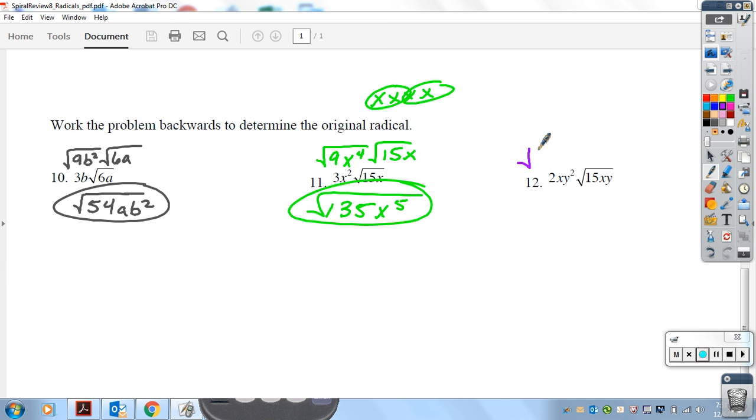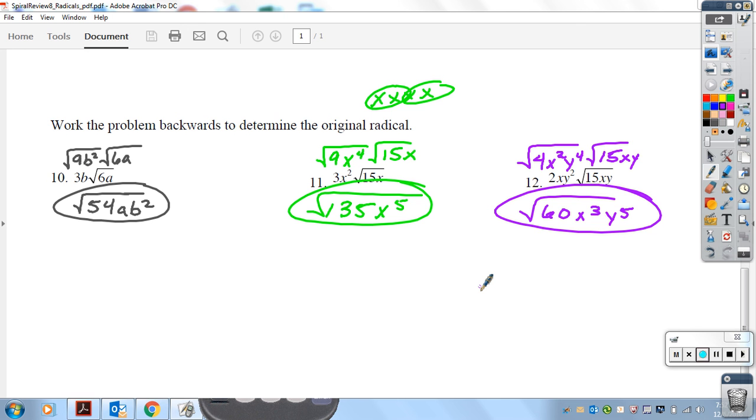Last one, again, what would my radical have to have been in order to get 2xy squared? Well, 2 must have been 4, because the square root of 4 is 2. X must have been x squared, and y squared must have been y to the 4th. Bring back up the 15xy, let's put it together. 4 times 15 is 60. X squared times x is x to the 3rd, and y to the 4th times y is y to the 5th. Rad 60, x to the 3rd, y to the 5th.